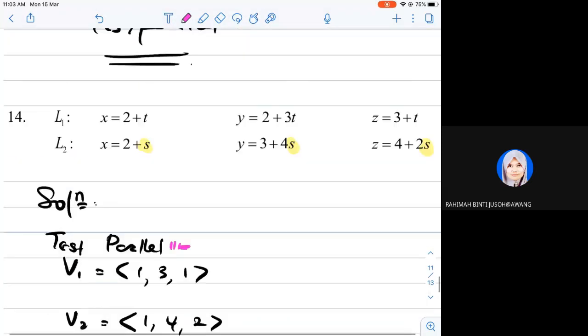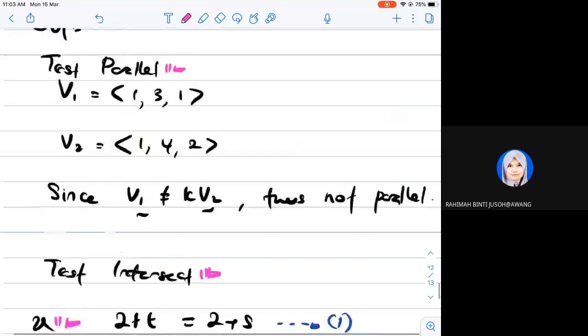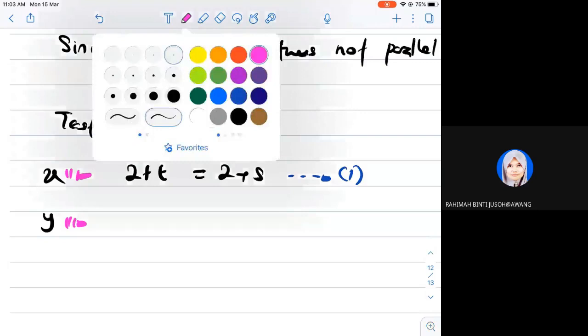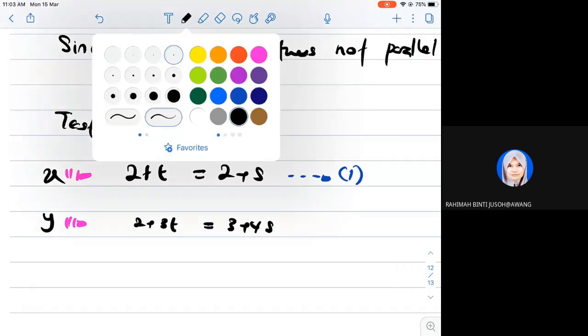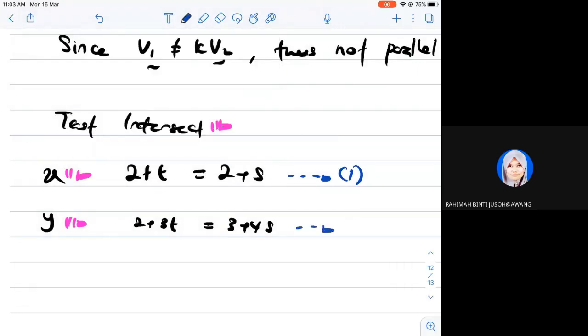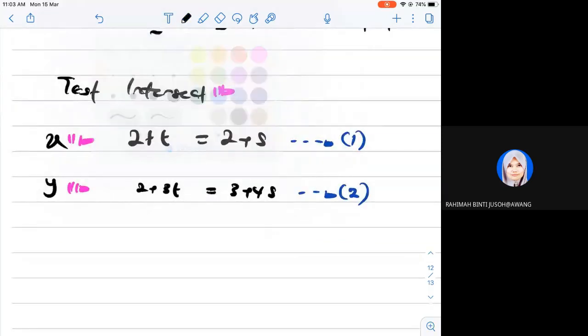Okay, and then we go for Y pula. Y kita ada 2 plus 3T samakan dengan 3 plus 4S. Okay, so 2 plus 3T equals to 3 plus 4S. This is the second equation. Number 2.